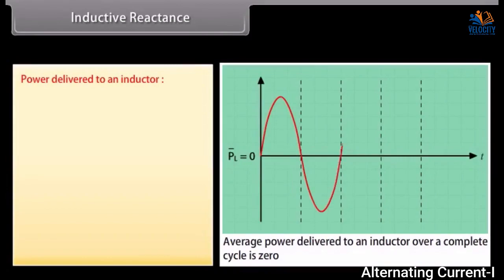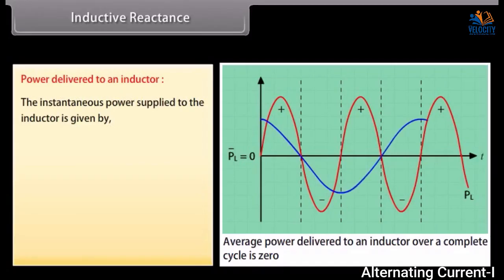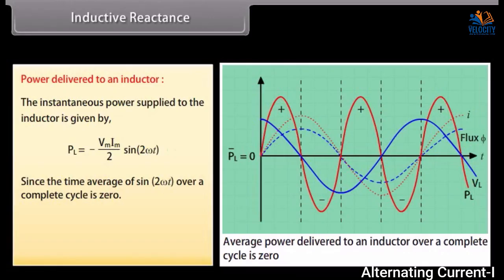Power delivered to an inductor. The instantaneous power supplied to the inductor is given by negative Vm Im by 2 multiplied by sin 2 omega t. Since the time average of sin 2 omega t over a complete cycle is 0, therefore, the inductor power is equal to 0.